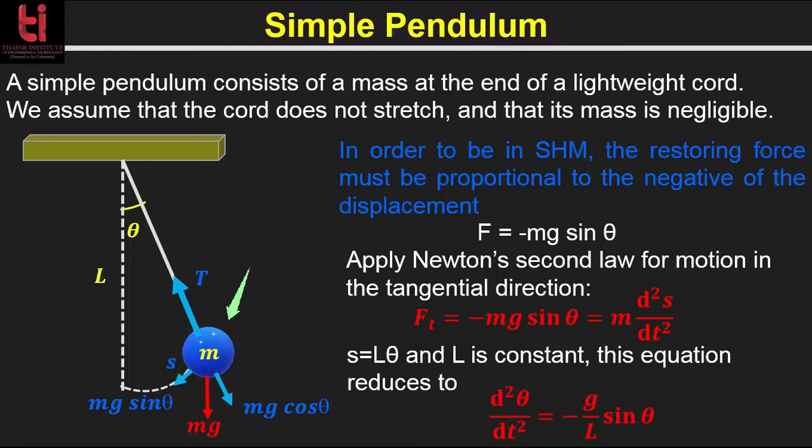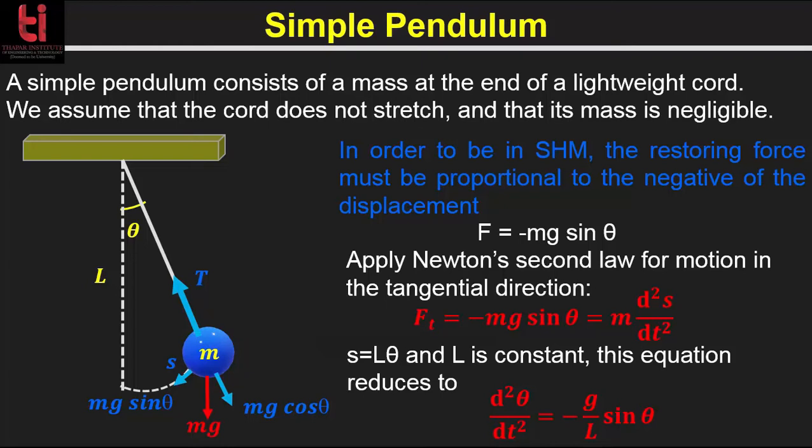Therefore, we can say that the velocity along the arc is ds by dt, and then the acceleration is d2s by dt2. So now, at a displacement theta, there is a tangential force on the mass acting along the arc, and that is equal to minus mg sine theta. You already know that the minus sign indicates that it is a restoring force. Therefore, applying Newton's second law of motion in the tangential direction, that is Ft, where t stands for the tangential direction, Ft is equal to minus mg sine theta, and this will be equal to m into d2s by dt2.